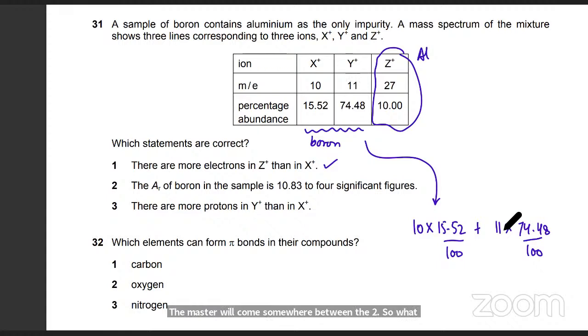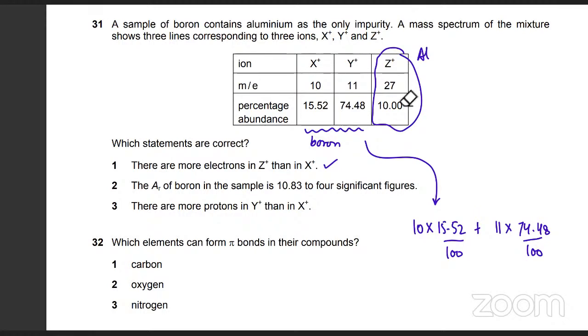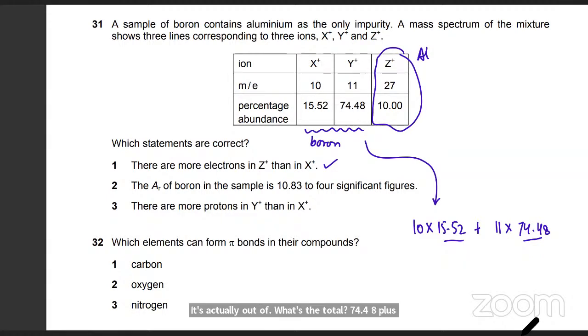So what did I do wrong over here? What's my mistake? Is it the divide by 2, sir? This total isn't 100, the percentage. Exactly. Aluminium has been included, you're not going to include aluminium in this. So the percentage is not out of 100, it's actually out of what's the total? 74.48 plus 15.52. What do you get? I think that's 90. Okay, that's the error.